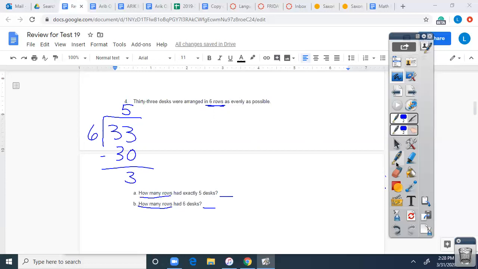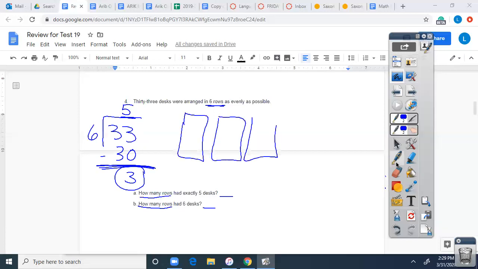So that means some of the desks are going to have 5 desks. But we have these 3 extra desks. So we are going to have to put some of those desks in some of the rows that have 5. So if we didn't care about these 3 extra desks, then we would have 6 rows that have 5 desks each.